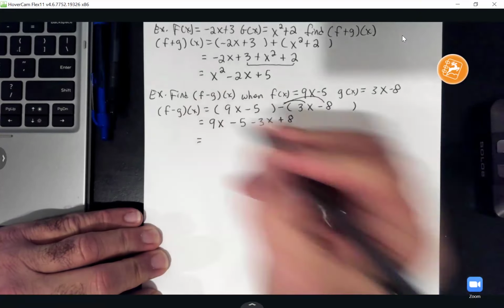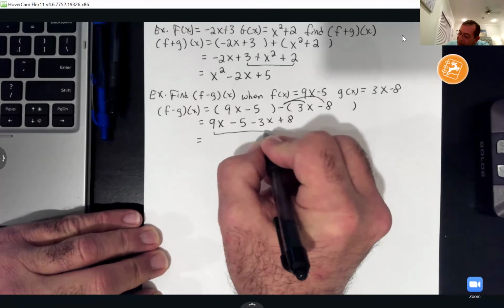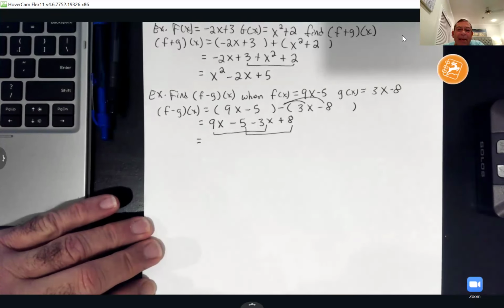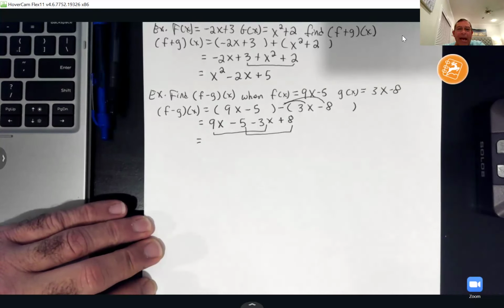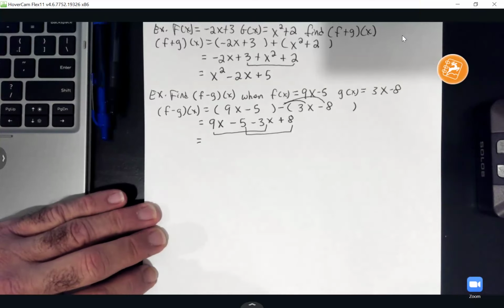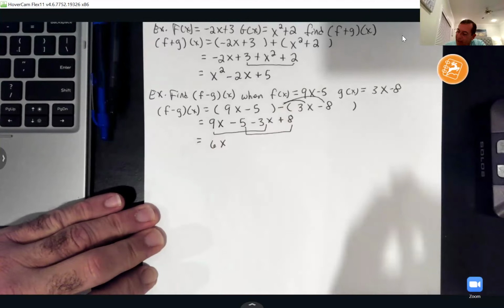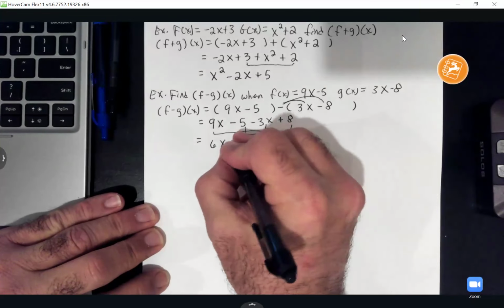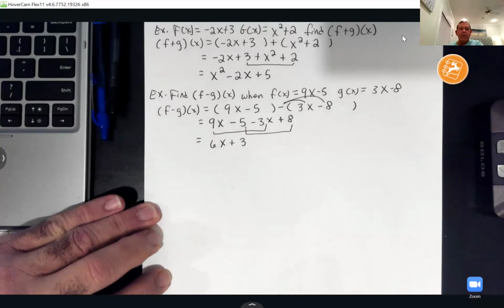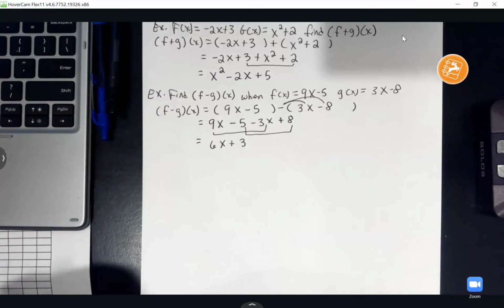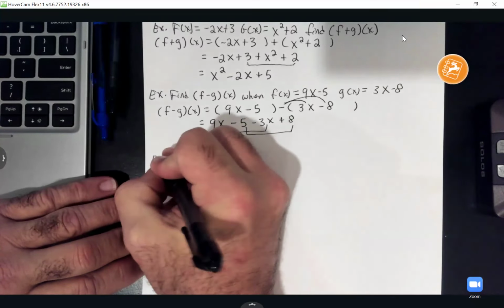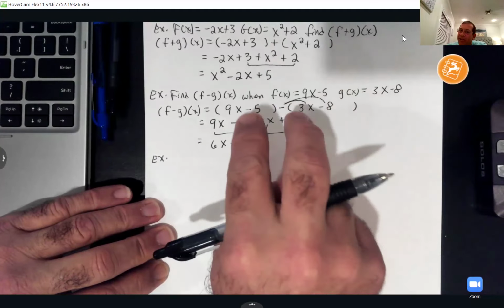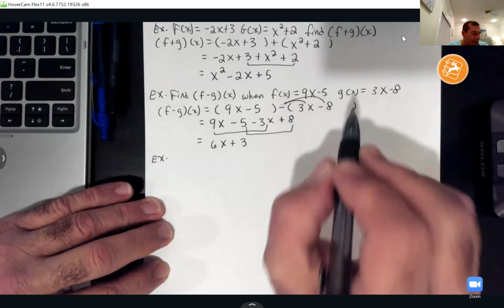Now, y'all got a bunch of like terms. X's add together and the numbers add together. So start with my X's. A 9x and a negative 3x. 6x. And then my numbers, a negative 5 and a positive 8. Plus 3. And guess what? Be done with it, right? So to me, between adding and subtracting, subtraction is a little trickier because you got to distribute it, okay?